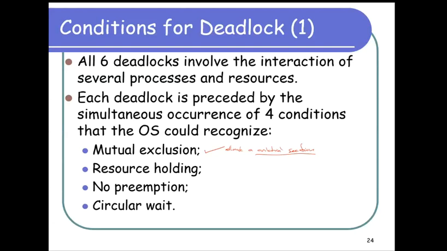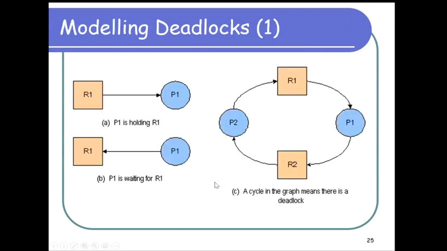We'll continue our class. For deadlock avoidance, you can use one of these: mutual exclusion, resource holding, no preemption, or circular wait. So how do you model deadlocks? The four conditions can be modeled using a directed graph.